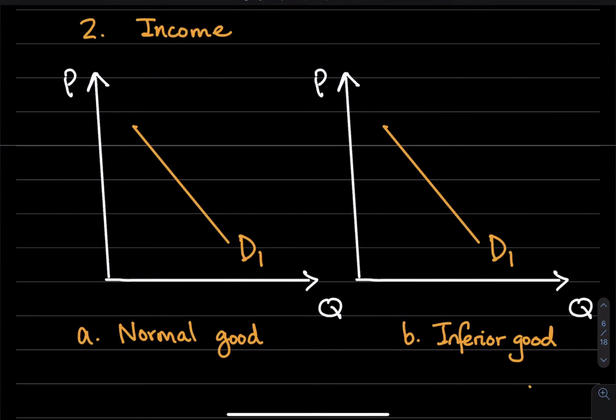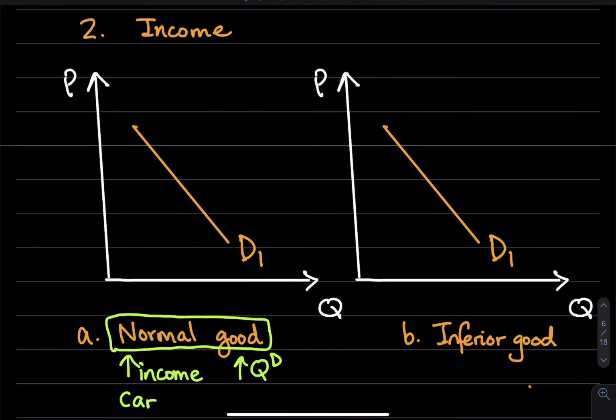So when we talk about income, we talk about two different cases. One is when we consider normal goods. Normal goods are goods that respond to the following change in income. If income increases, then the quantity demanded for those goods also goes up. Okay, so for instance, if your income went up and you were riding Muni, maybe you go and buy a car. Okay, so car becomes the normal good.